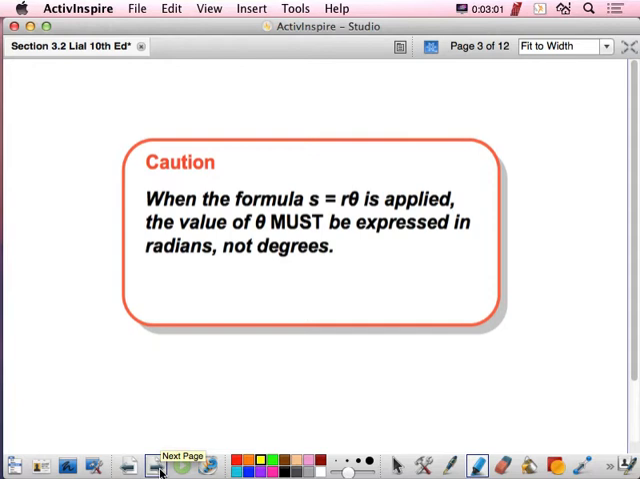Just one more caution here. This formula only works if your angles are in radians. The biggest error is people just plug those angles in degrees and it doesn't work.